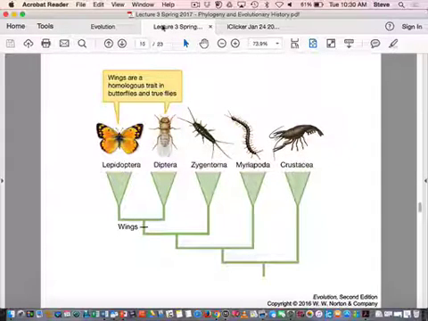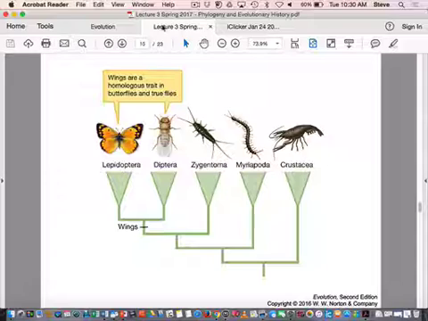Okay. Let's talk about homology and analogy. Remember what that is? What's a homologous trait? Same traits, but what causes those 2 species to have the same trait? They share a common ancestor, right? That's what we call homology. That is similarity among organisms because of shared common ancestry.